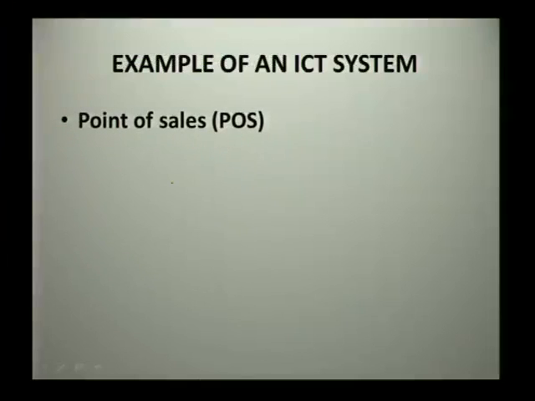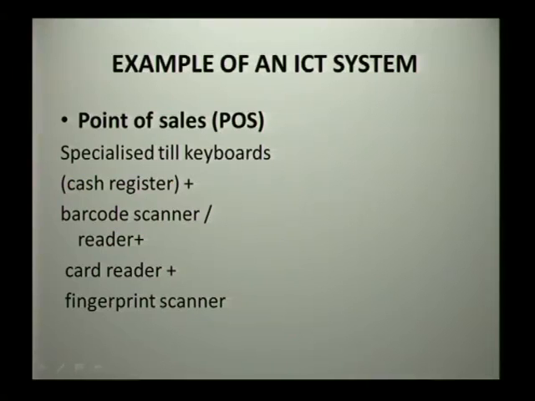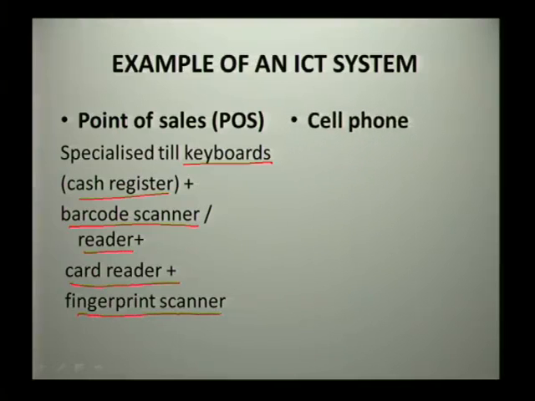Now, a point of sale. Think of you are shopping at this grocery store, and now you get to a till point. Now, this till point, we call it a point of sale because that's where now the sale needs to happen. Now, in short, we call it a POS. Now, in your point of sale, you will find some of these items. You get specialized keyboards, cash register, barcode scanner or a reader, a card reader, or a fingerprint scanner. Now, these are some of the examples that you would get in an ICT system.